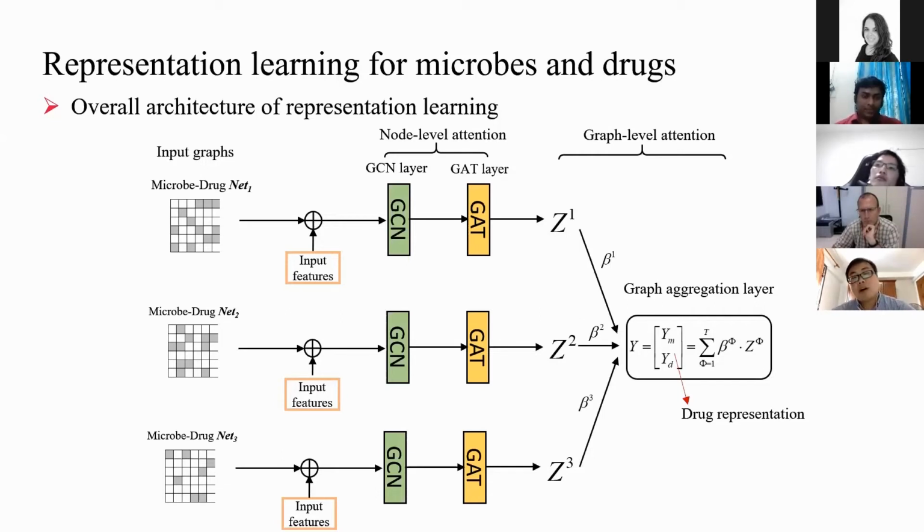Here is our overall architecture of representation learning. We first take a micro-drug network and node features as inputs. And then we use a GCN layer. And then we design a hierarchical attention mechanism to learn node representation, namely node level attention and graph level attention. Node level attention aims to capture the importance of node-specific neighbors, while graph level attention is designed to capture the importance of different graphs. Next, I'm going to introduce node level attention and graph level attention in detail.